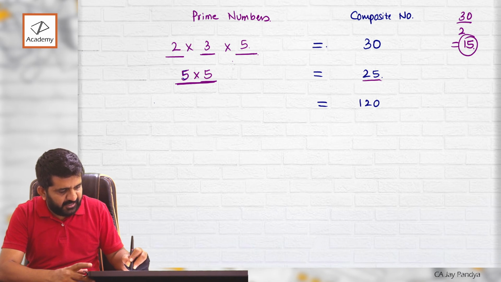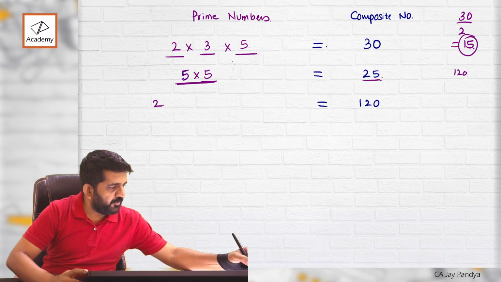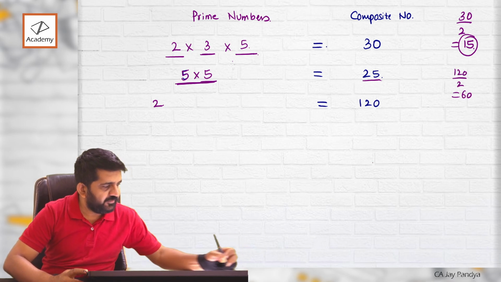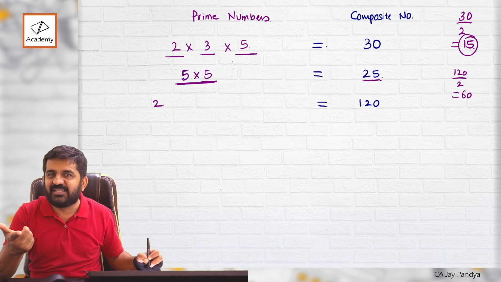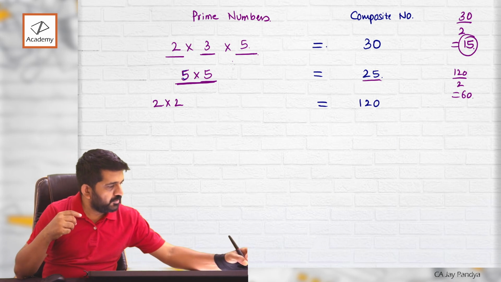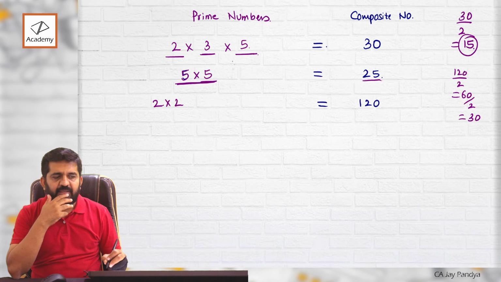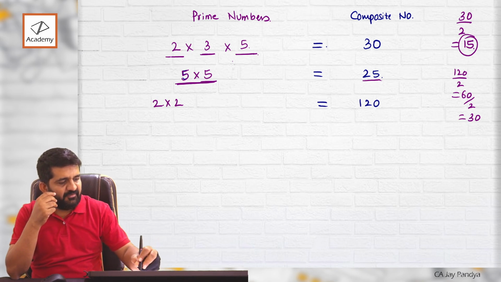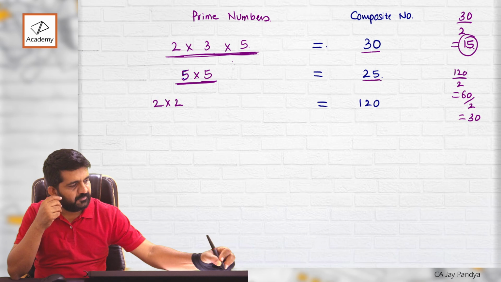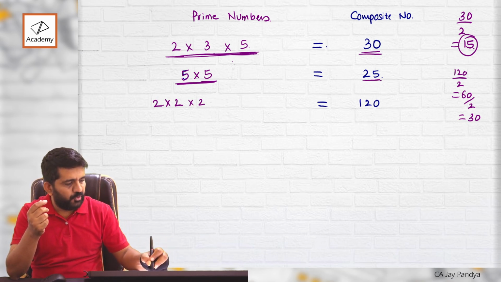See, I am also explaining how to do it. 2. 120 divided by 2 is 60. Now remainder is 60, right? I can easily divide once again by 2. So divided by 2, what is remaining is 30. 30 we know the factor: 2 into 3 into 5. So one more 2, one more 3, one more 5.